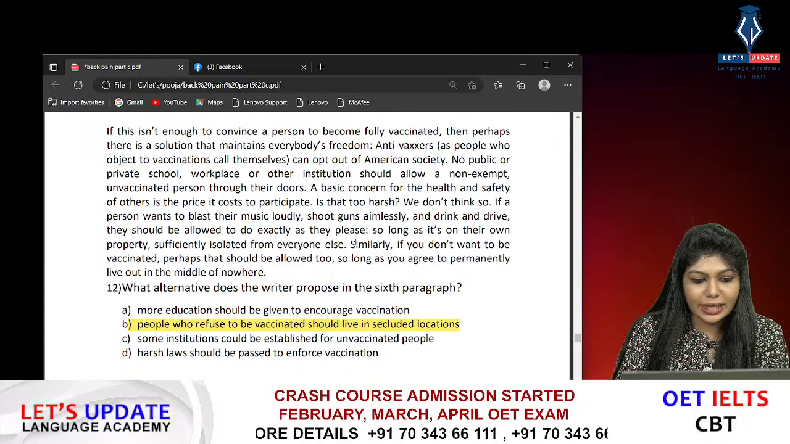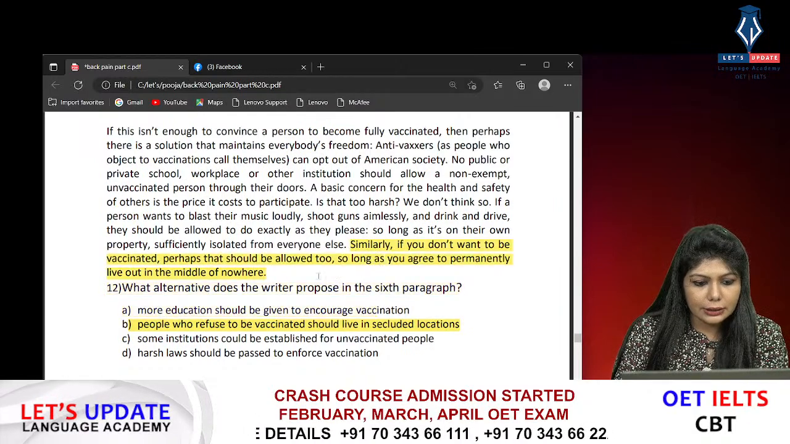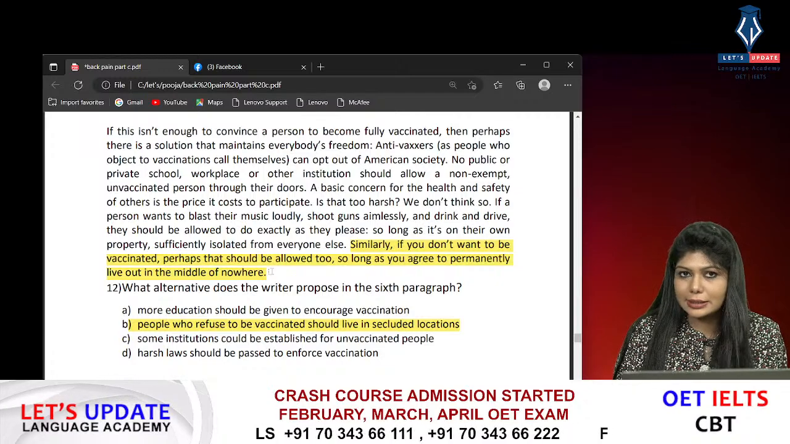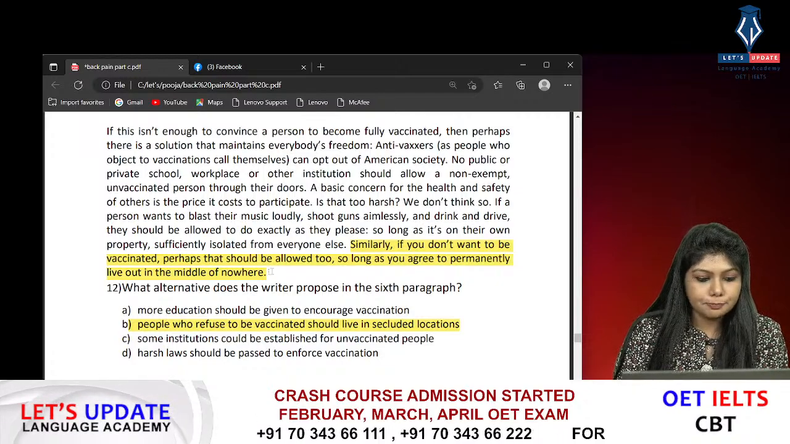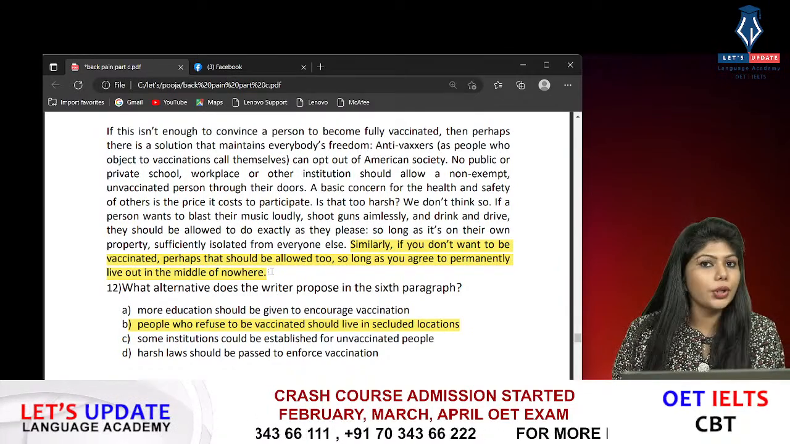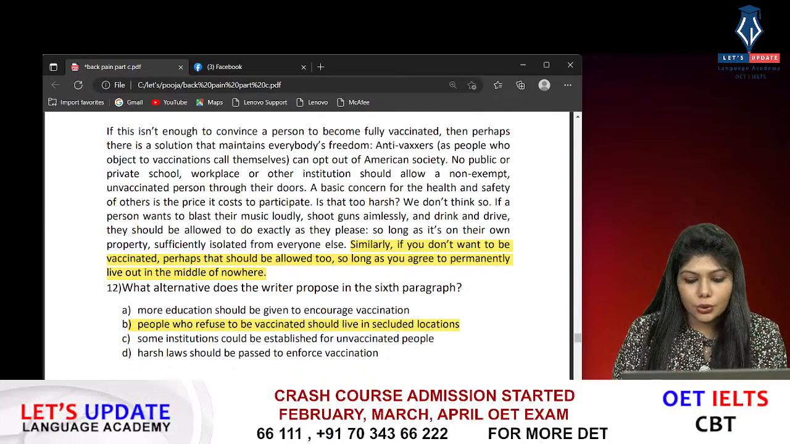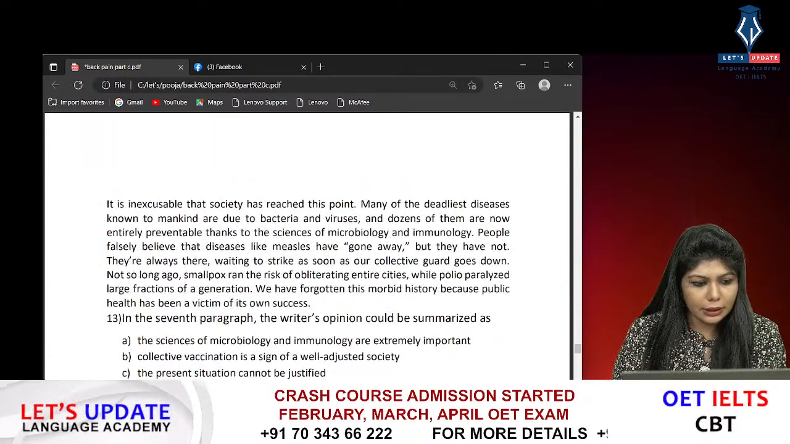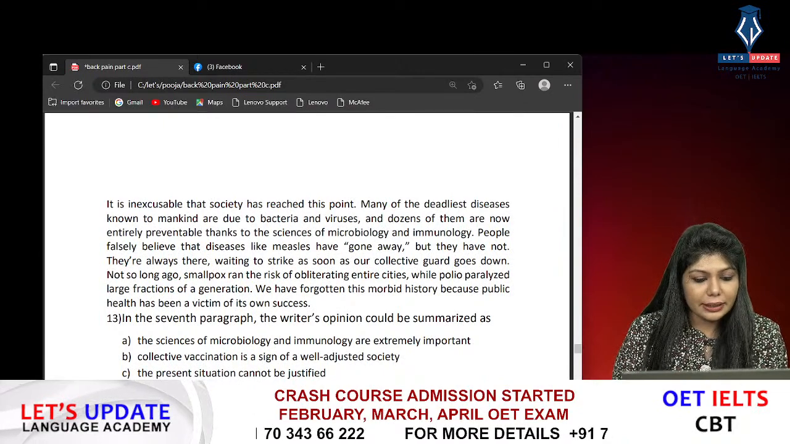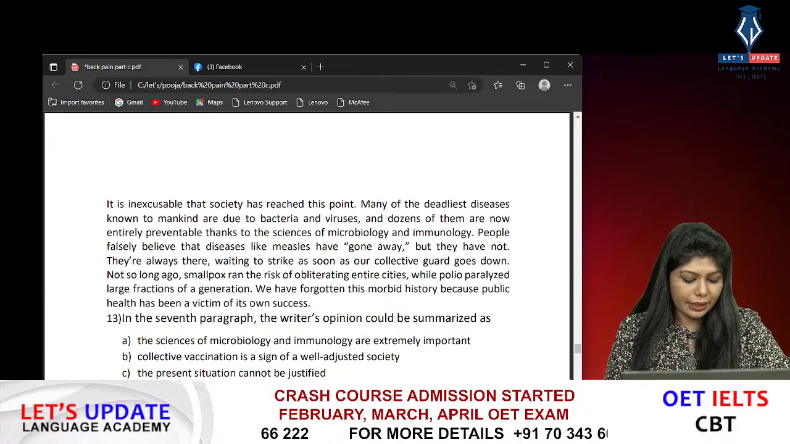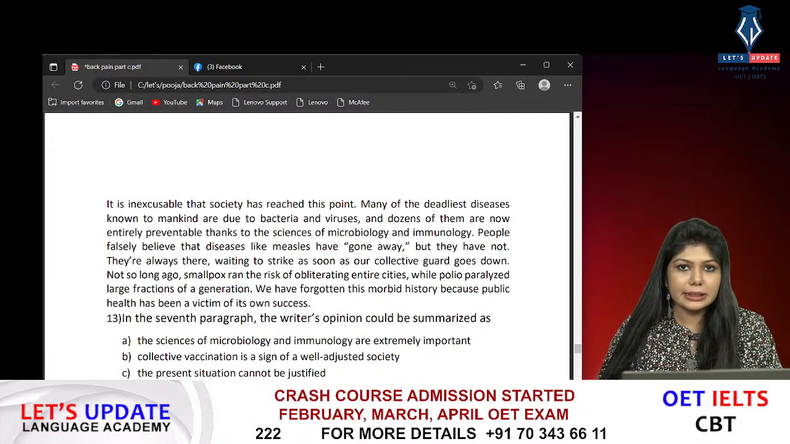Okay, so that is what they have mentioned, and this is the part of the paragraph which will lead you to this answer. And if you check the other options, A, C, and D, those are not true or not mentioned in the paragraph. So now moving on to the next question, question number 13. In the seventh paragraph, the writer's opinion could be summarized as, and this is the paragraph. I'll give you a minute to read it and then we'll discuss it.